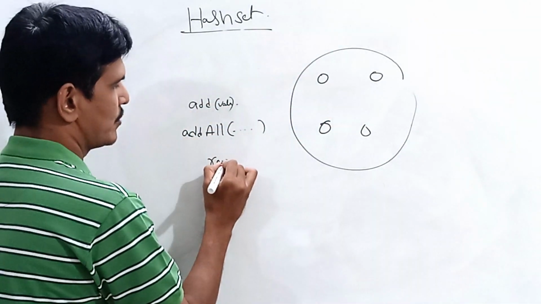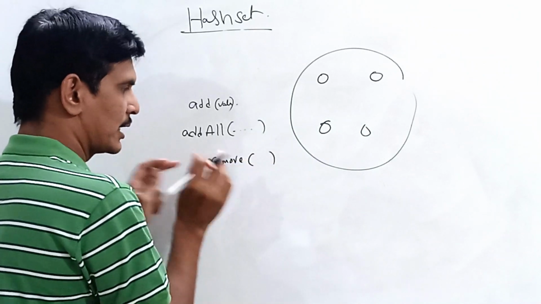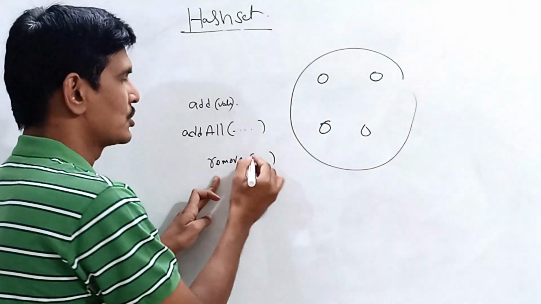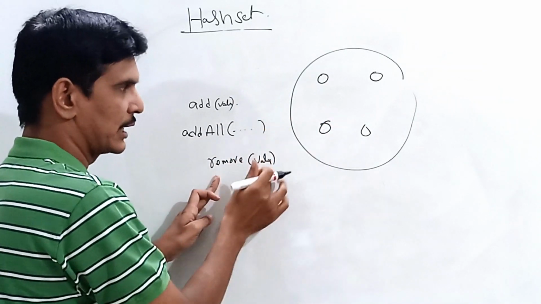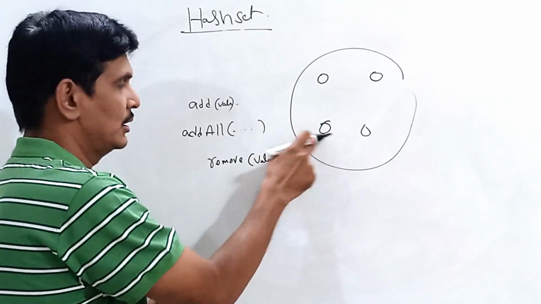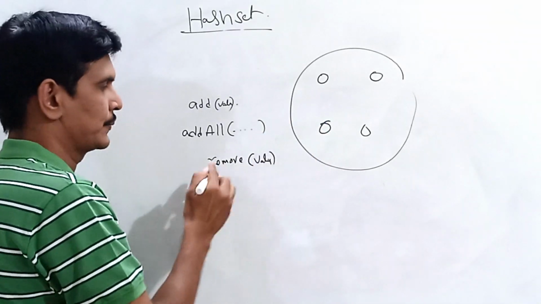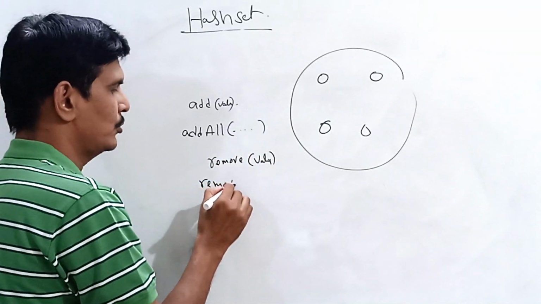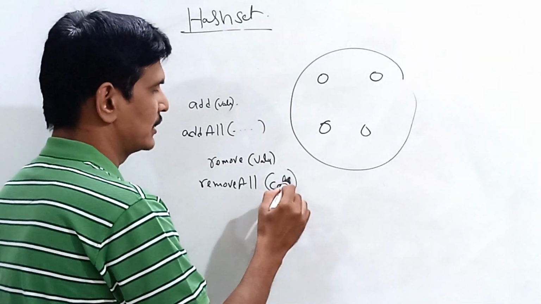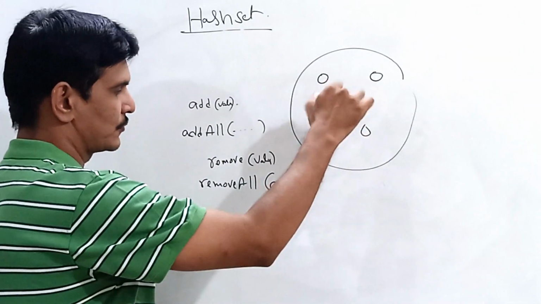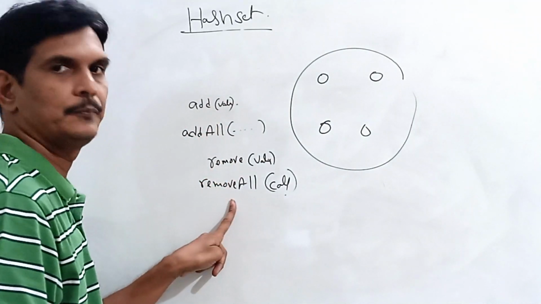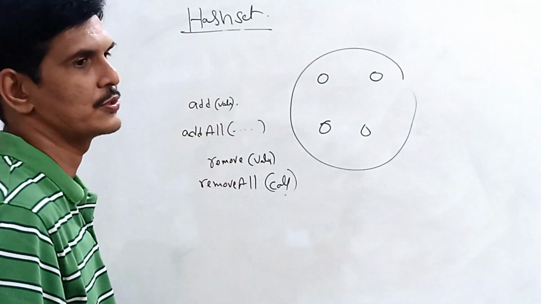We also have a remove method. In the case of remove, we cannot use the index because we don't have an index concept. So directly we have to specify the object name or value which is inside the HashSet collection, and accordingly that value will be removed. Similarly, we can also remove multiple objects by using removeAll. Here we can specify the collection and a group of objects will be removed from the HashSet. So addAll, remove and removeAll. These are the common methods we have.